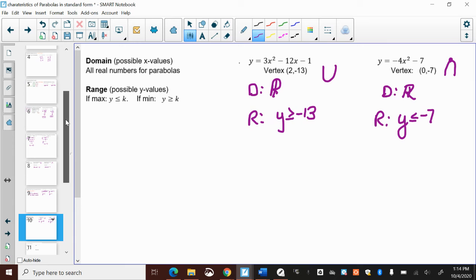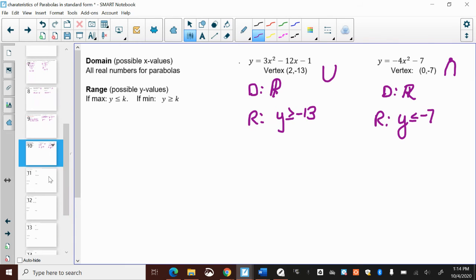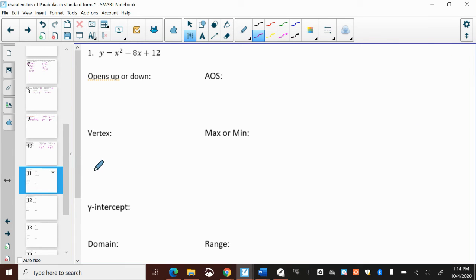All right, we're going to do two together. The rest will be tried on your own. I do have the keys listed in Schoology, but just follow along the pattern that we need to work with here. Does this open up or down? Since the a is a plus, it opens up.